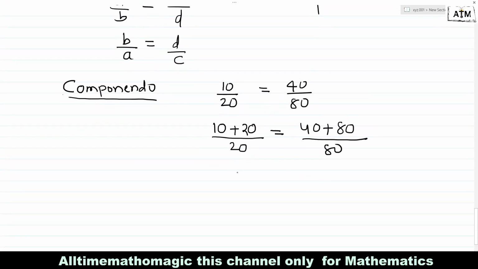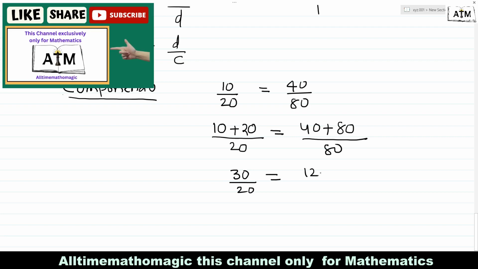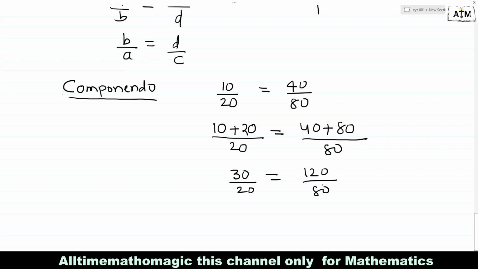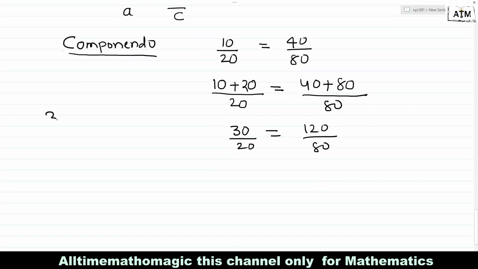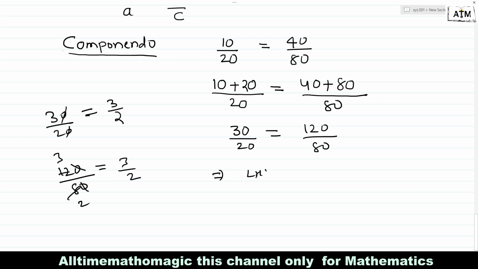Now what are the resulting ratios? 30 upon 20, and here is 120 upon 80. Let us see what 30 upon 20 is. This 0 and this 0 cut down. 30 upon 20 is nothing but 3 by 2, and 120 upon 80, 0 0 cut down, 4 2s are 8, 4 3s are 12, so 3 by 2. This implies LHS equals 3 by 2, RHS equals 3 by 2. This type of proportion is nothing but called componendo.